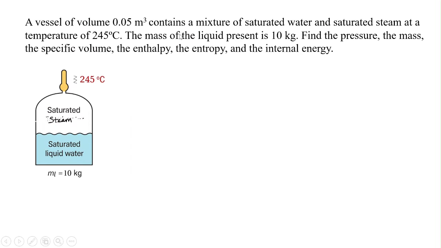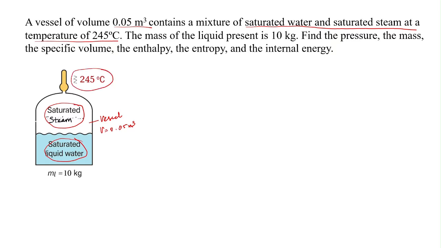Now we move to the problem. A vessel of volume 0.05 meter cube. Consider this is a vessel. This vessel volume is equal to 0.05 meter cube. It is a mixture of saturated water and saturated steam at a temperature of 245 degrees Celsius. So this vessel comprises saturated liquid water and saturated steam at a temperature of say 240 degrees Celsius. The volume of the vessel is 0.05 meter cube.